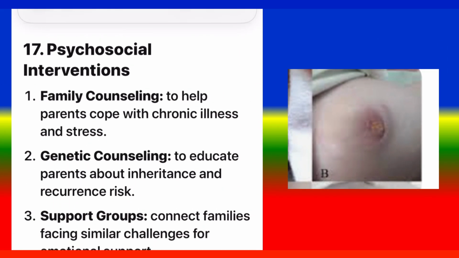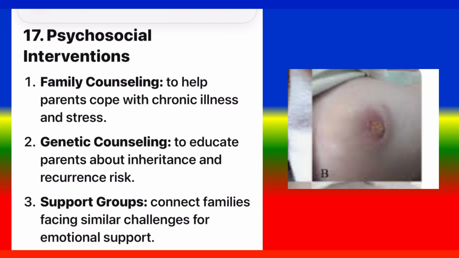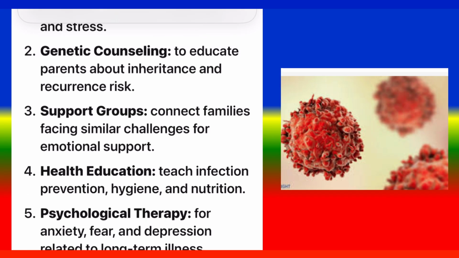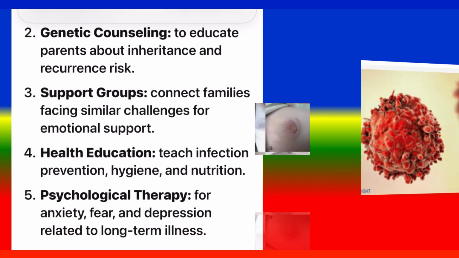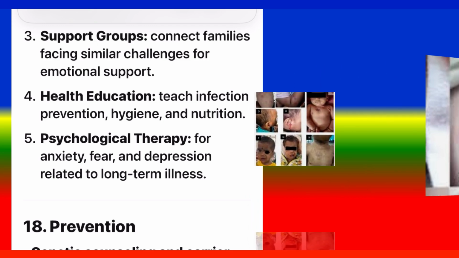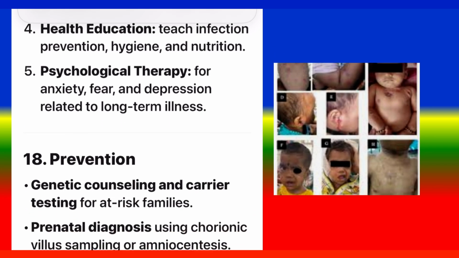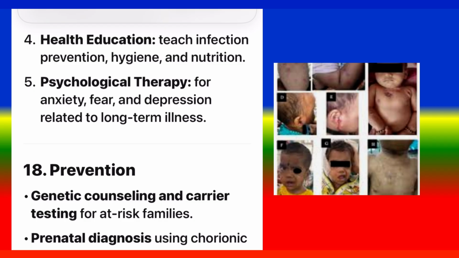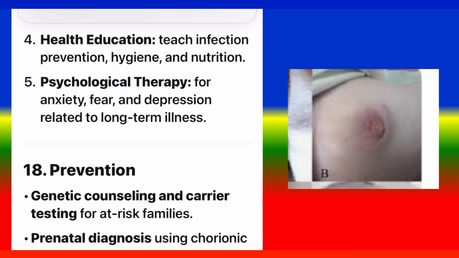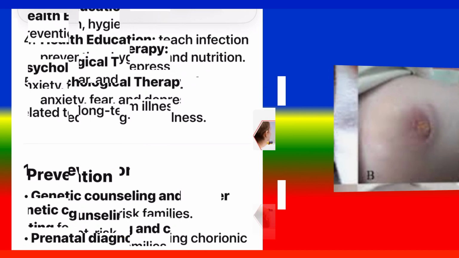Number 17. Psychosocial interventions. 1. Family counseling, to help parents cope with chronic illness and stress. 2. Genetic counseling, to educate parents about inheritance and recurrence risk. 3. Support groups, to connect families facing similar challenges for emotional support. 4. Health education, to teach infection prevention, hygiene, and nutrition. 5. Psychological therapy, for anxiety, fear, and depression related to long-term illness.